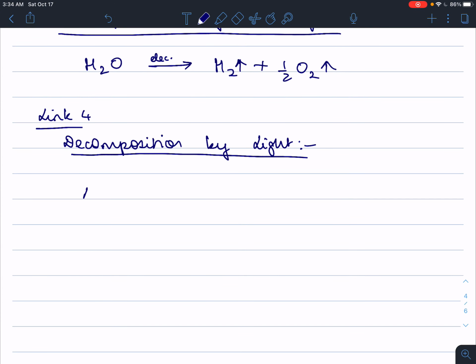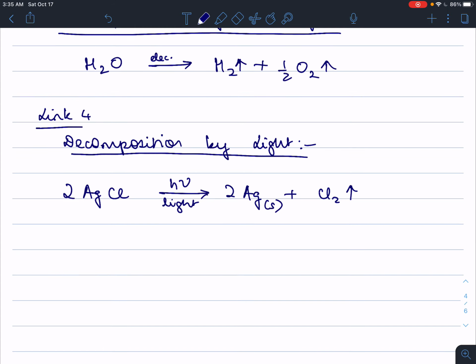Alright? The example for that is AgCl in the presence of light would give you Ag plus Cl2. So to balance this, chlorine escapes as a gas, the silver sits as a solid. So this is where you get the photograph. If you expose a part to light, then that part silver settles. So that's why you have a negative, and then when you pass light through it, you get a positive image.